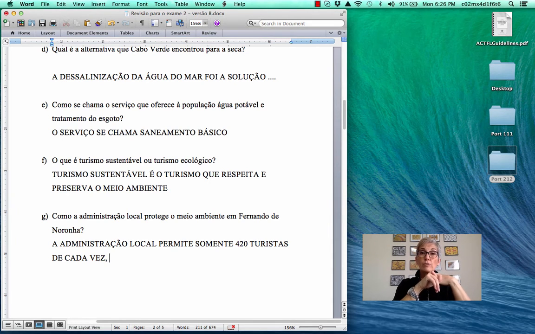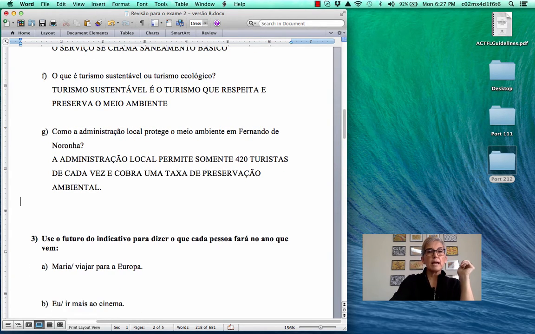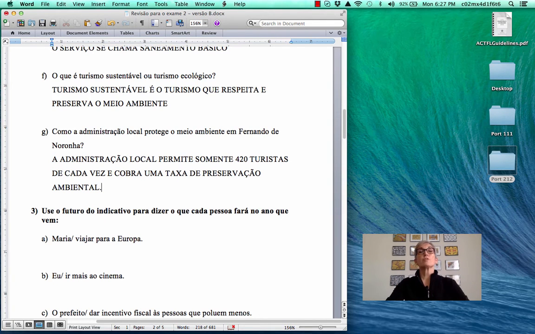So the local administration only allows 420 tourists at a time, de cada vez, e cobra, and they charge an environmental preservation fee, ok? E cobra uma taxa de preservação ambiental. Ok? So, the local administration allows, né, permite, only, somente, 420 tourists at a time, and it charges an environmental preservation tax so that you can go in, okay? So that's how they protect the environment and they limit the number of tourists they receive.